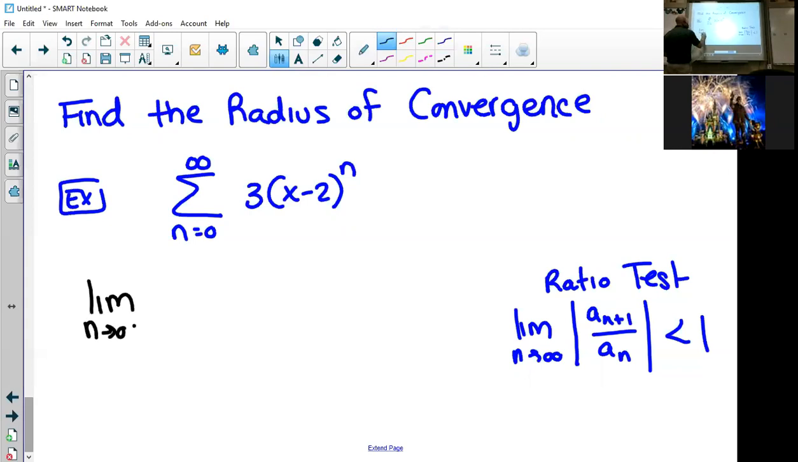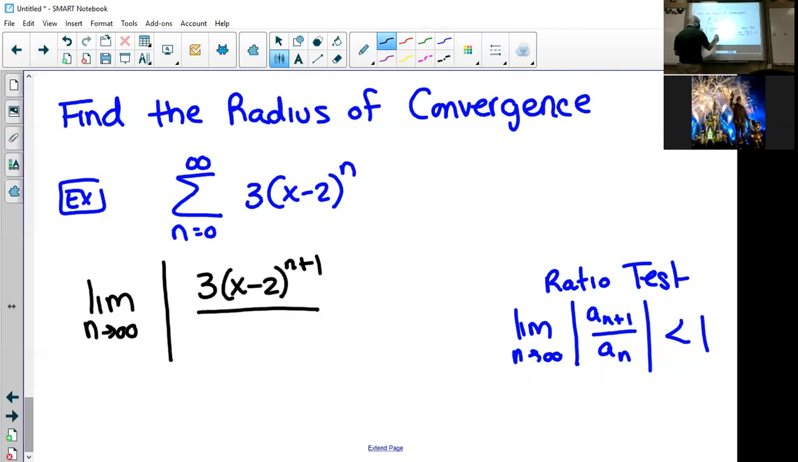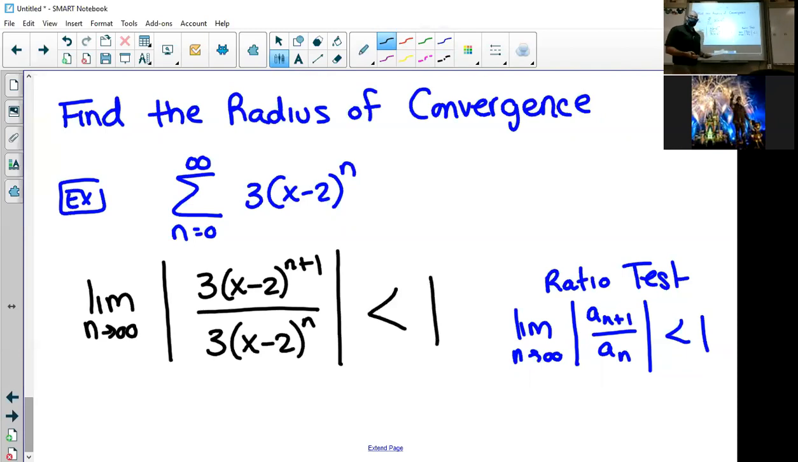as n goes to infinity of the absolute value of, we're going to take a sub n plus 1. Now this is not a fraction, so we're just going to do 3 times x minus 2 to the n plus 1 over a sub n, which is 3 times x minus 2 to the n. And we're going to make an inequality and say, okay, this is going to be less than 1. This will make it converge.